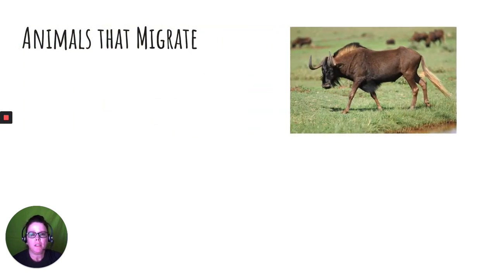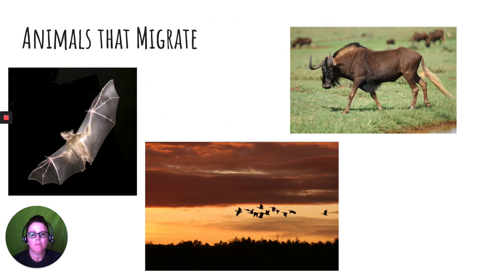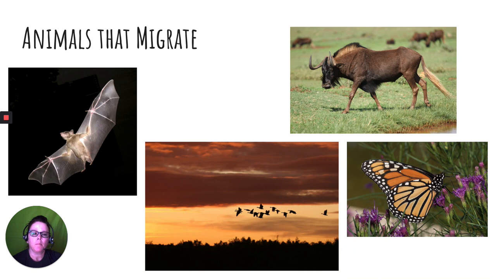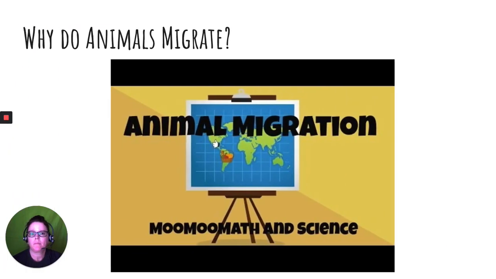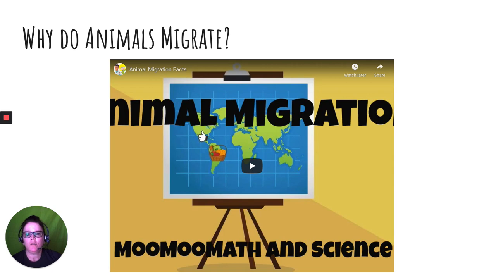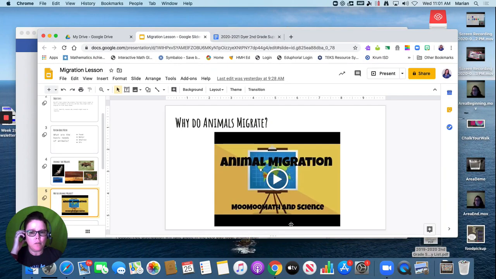And lots of animals migrate. Here are some animals that migrate, a few of them. We know that wildebeests migrate. We know that bats migrate. We know that lots of types of birds migrate. Monarch butterflies migrate. And so do blue whales and many other kinds of fish. So these are just a few of the types of animals that do migrate. So let's find out, why do animals migrate? So what I'm going to do here is I'm going to open this up into a video.